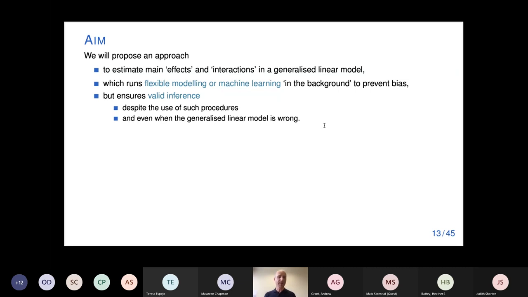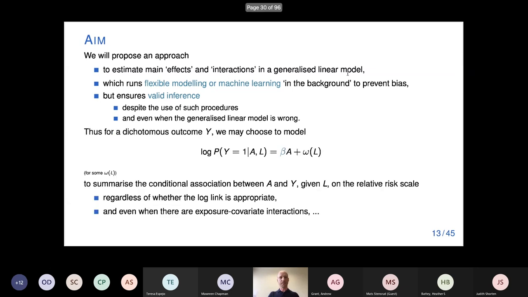And the inference is also going to be valid even when the generalized linear model I'm going to make use of is misspecified, because I'm only going to relate to this model as a way of summarizing the information in the data, as a way of approximating the association between exposure and outcome. But I want my inference to be valid and meaningful even if that model is wrong.